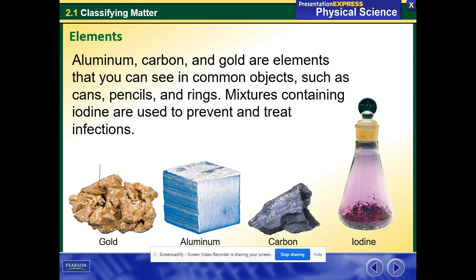Here are other pictures of elements. Aluminum, carbon, and gold are elements that you can see in common everyday objects such as cans, pencils, and rings. And there are also mixtures that contain iodine as an element that help prevent and treat infections. In fact, when you used to go get blood, they used to put iodine on your skin before they injected a needle because it helps sanitize your skin and disinfect it.